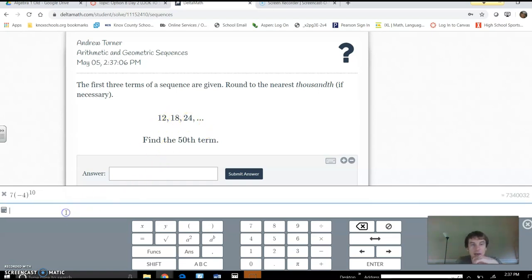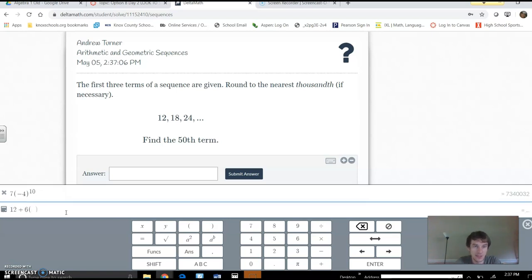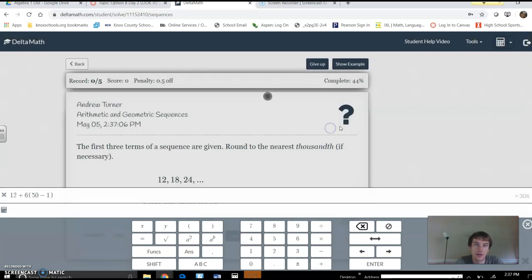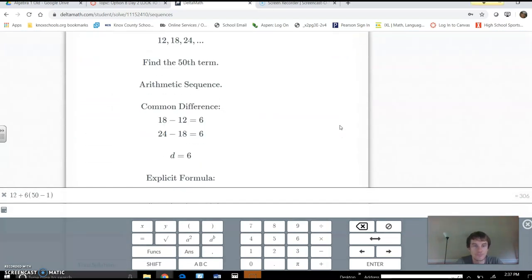So this is kind of that same idea of looking into the future and understanding how to use the formula. And so this is arithmetic. You're adding 6 over and over. So I want to start with the first number, which is 12. Your common difference is +6, and I'm looking for the 50th number in the sequence. So it looks like that's going to be 306. So let's type that in and check our work. Looks like we got it.